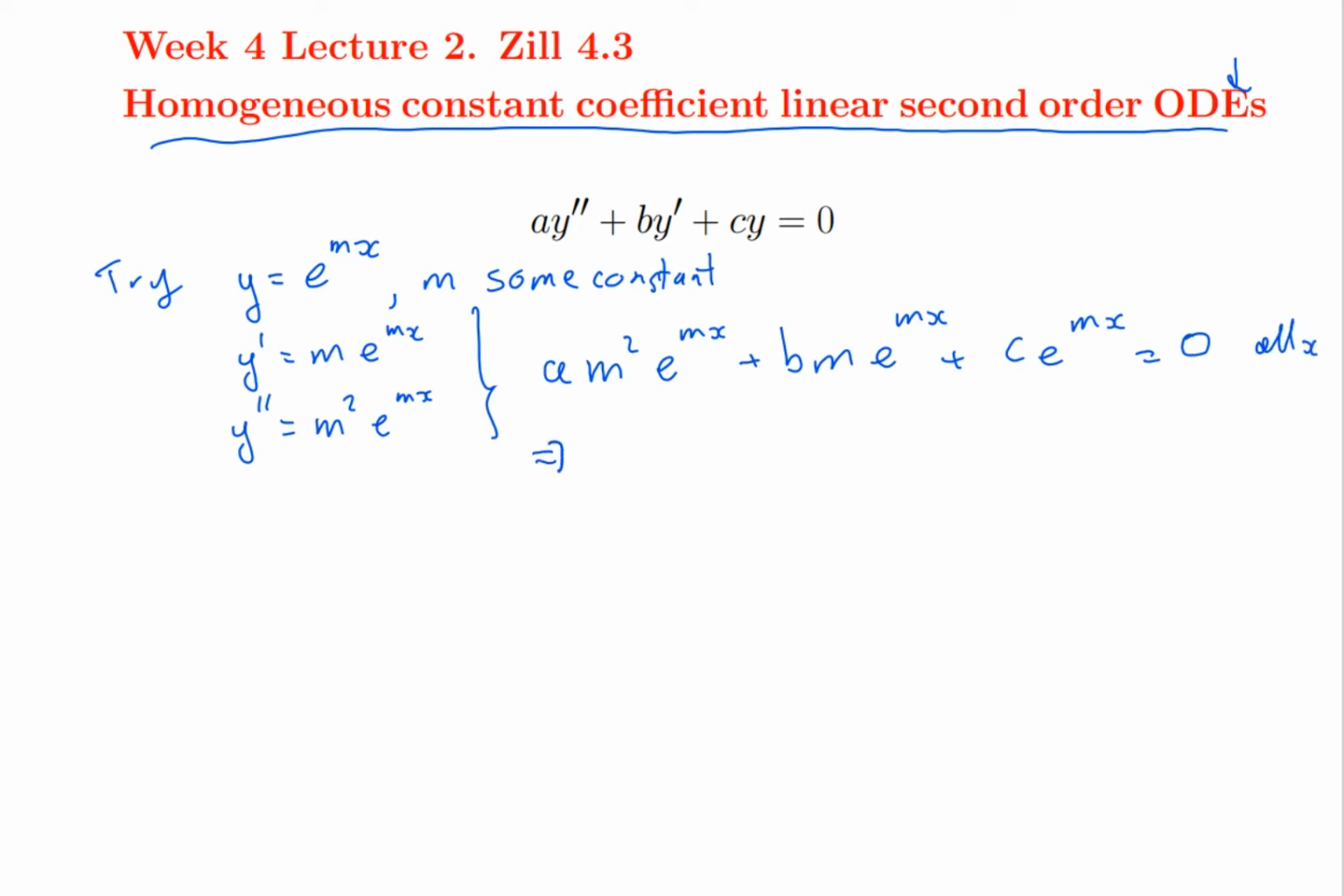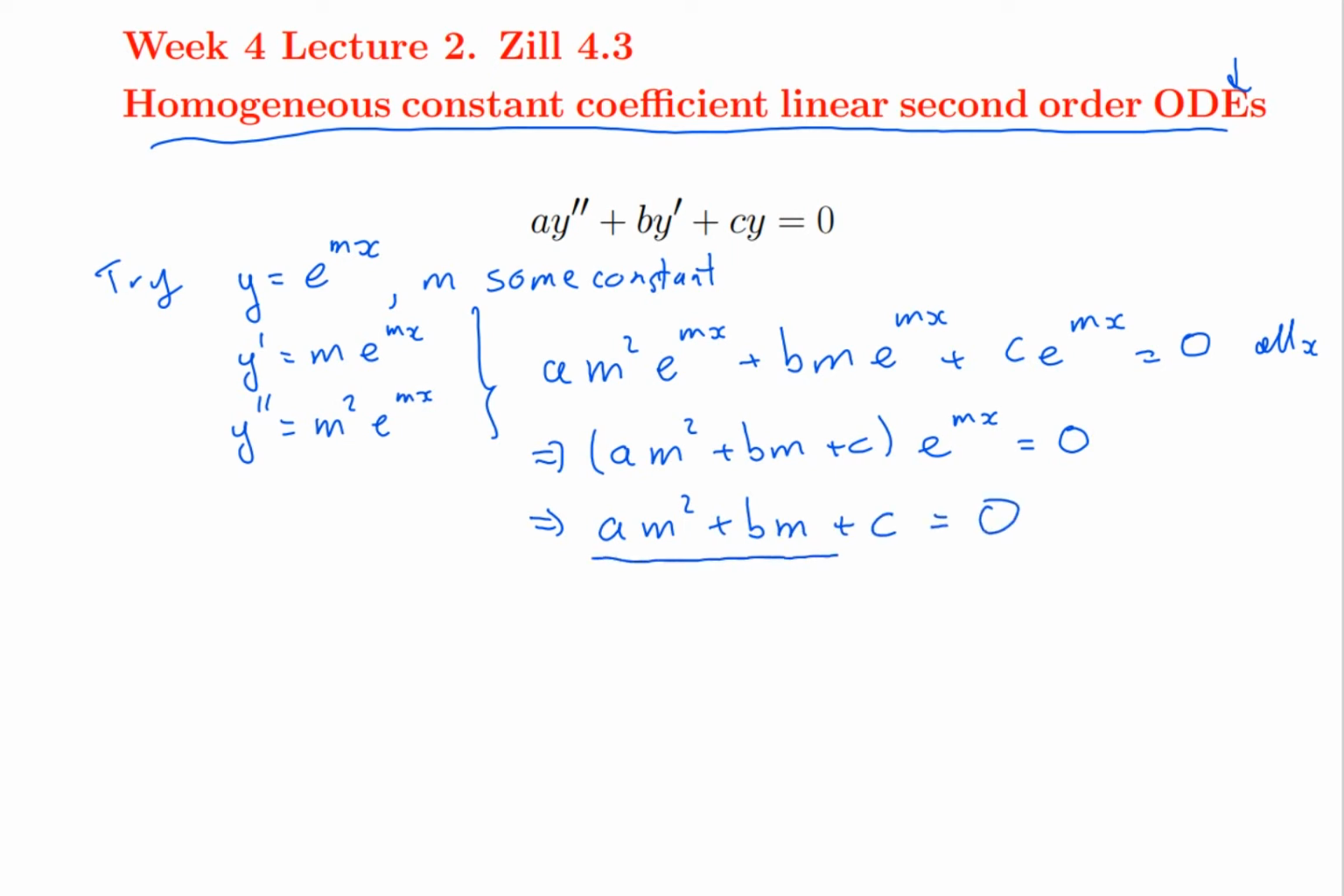Let's simplify that a bit. I've got a common factor e to the mx. And this term here, e to the mx, that is never equal to 0. So I can divide by e to the mx and get am squared plus bm plus c equal to 0. Now that's an equation for m. So if that equation has a solution, I've found a value of the constant m, which gives me solutions of the equation. This is called the indicial equation.